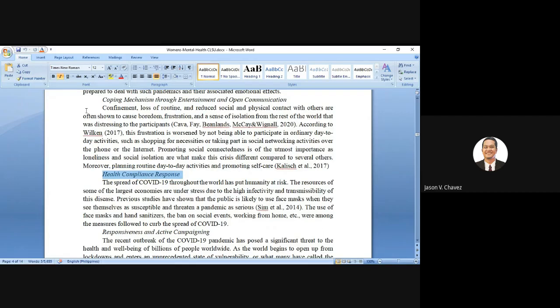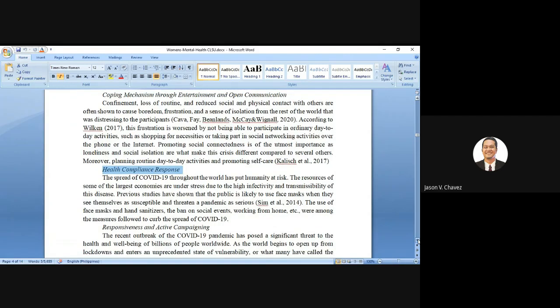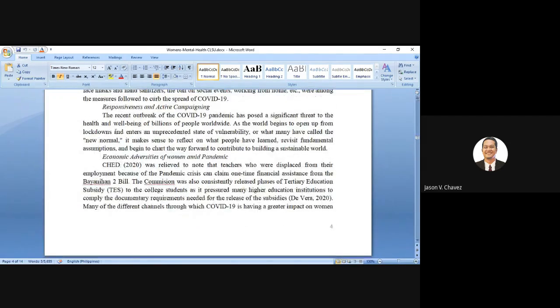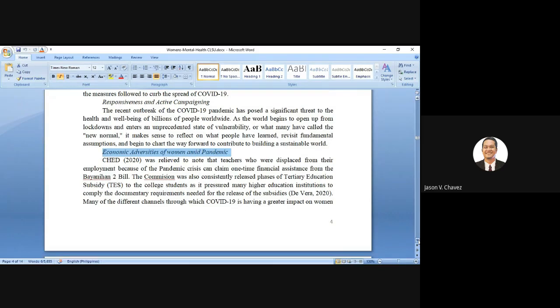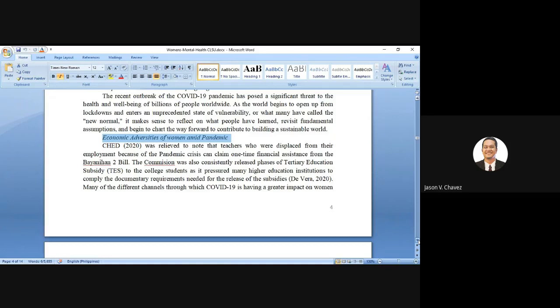See, it's very organized. What I also advise you to do is italicize your subtopic so that you won't be confused. In IMRAD, they are not a fan of highlighting this or having this in boldface, so you just italicize it. Okay, very much organized, just like the way it flows in the statements of the problem. So you have health compliance, responsiveness and active campaigning, right? Then of course the second theme or the second variable in the study is about economic adversities. So you can thoroughly discuss it already, on the economy.